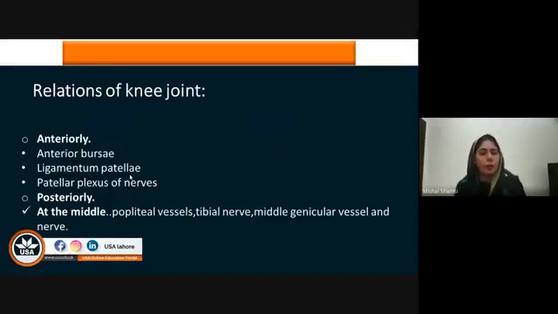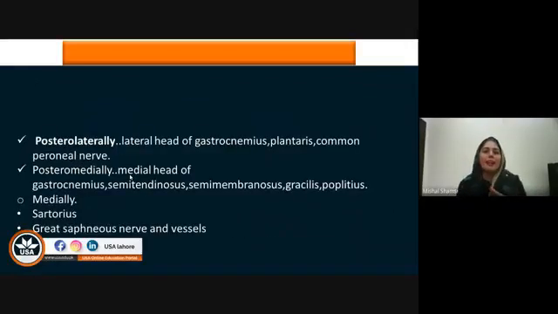On the posterior side, there are three portions with reference to the structures present. In the middle, the popliteal vessels, tibial nerve, and middle genicular vessels and nerve are present. Posterolaterally, the lateral head of gastrocnemius, plantaris, and common peroneal nerve are present. Posteromedially, the medial head of the gastrocnemius, semitendinosus, semimembranosus, gracilis, and popliteus are present. This is all for the posterior structures of the knee joint.